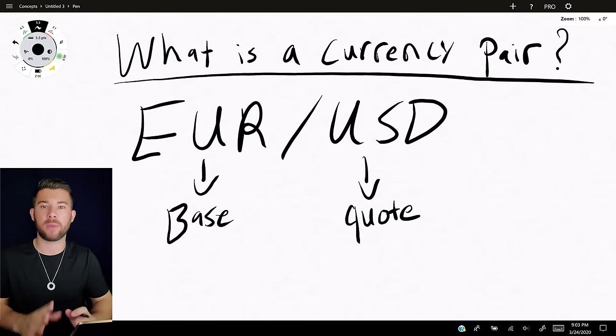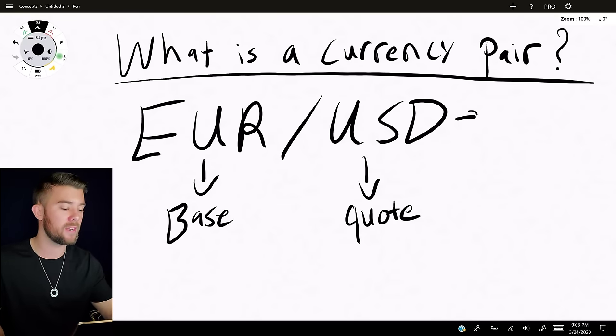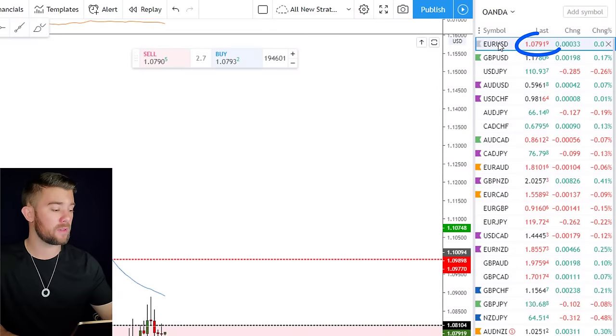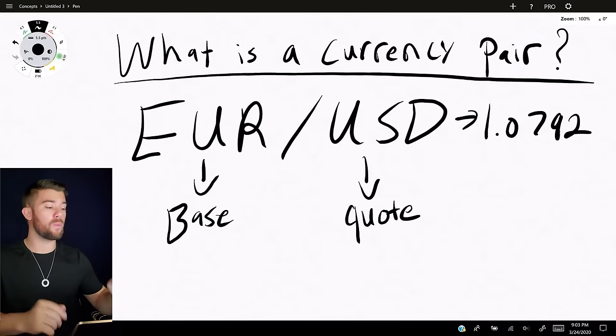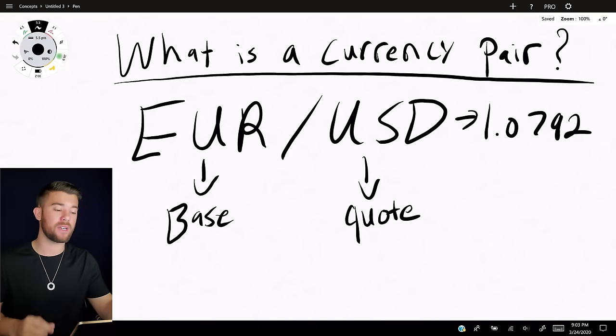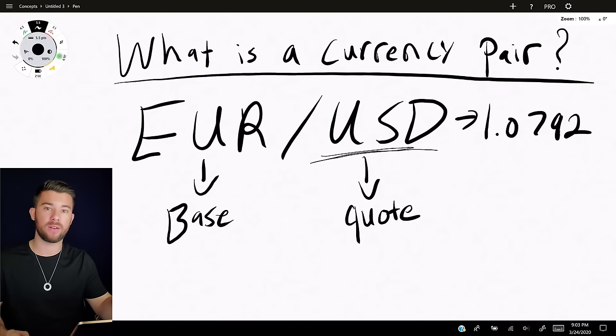There's nothing confusing about a currency pair. The only thing you need to know about a currency pair is that currently the euro dollar has a value of 1.0792. So the fact that the euro dollar has a value of 1.0792 is important because you need to understand that that is the quote pair valuation.